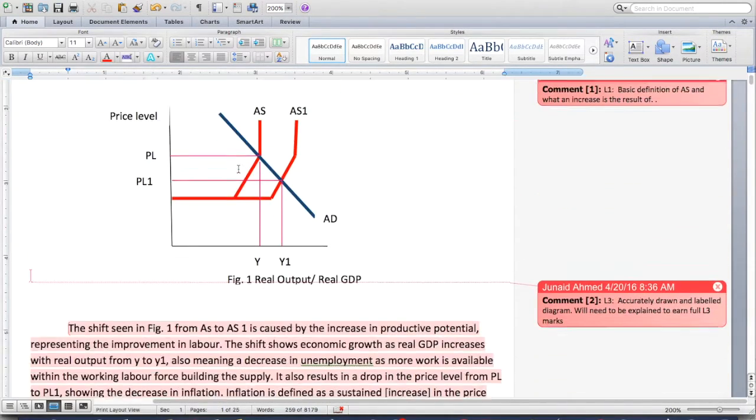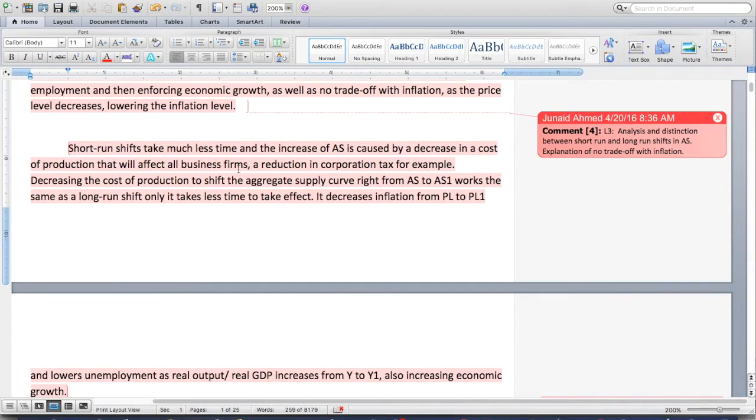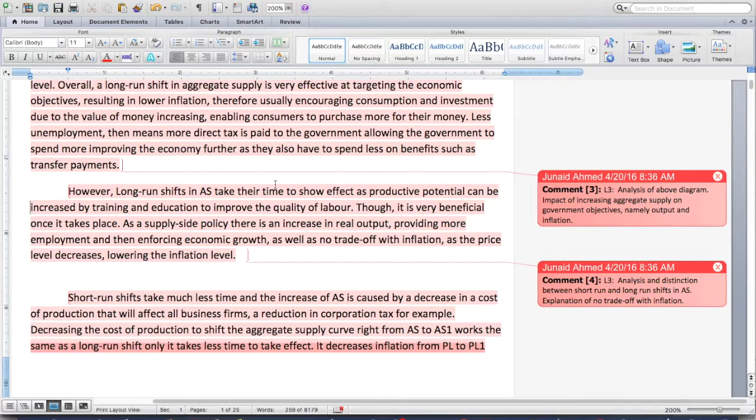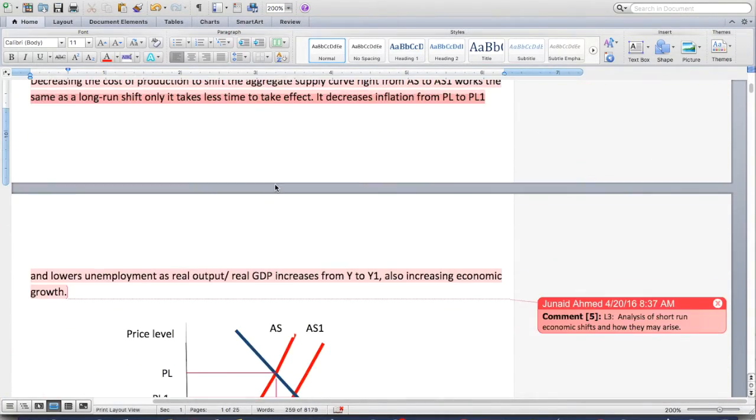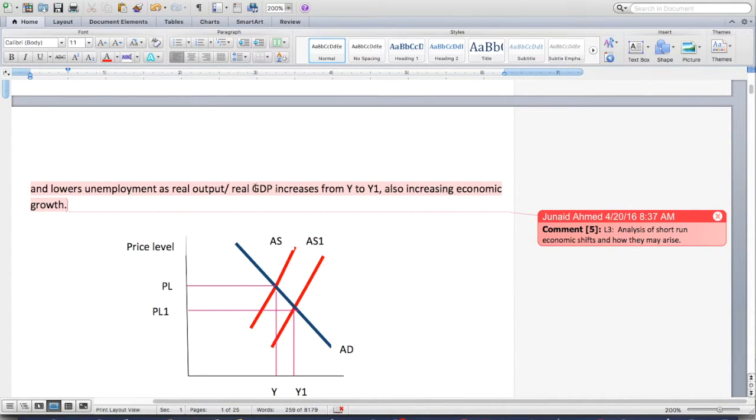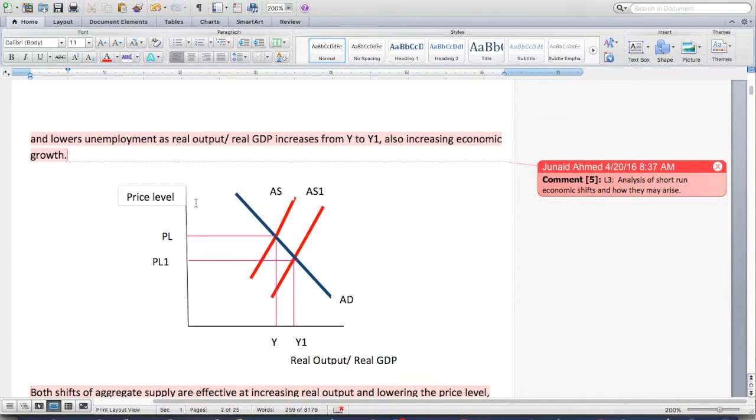Right, so we're going back to output and inflation. Let me jump back down. Short-run shifts take much less time, and the increase of AS is caused by a decrease in the cost of production that will affect all business firms, for example, a reduction in corporation tax. Decreasing the cost of production to shift the aggregate supply curve right from AS to AS1 works the same as a long-run shift, only it takes less time to take effect. It decreases inflation from PL to PL1 and lowers unemployment as real output increases from Y to Y1, also increasing economic growth. Good. Here's the short-run example.